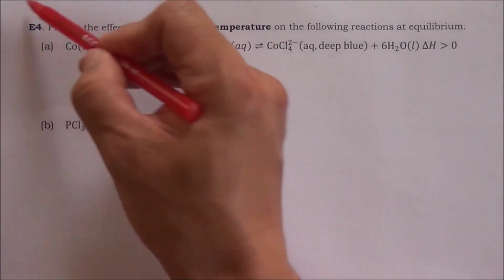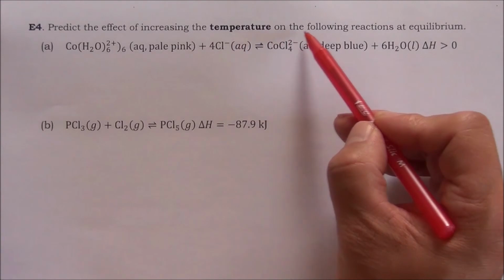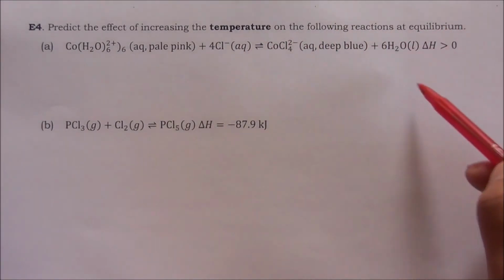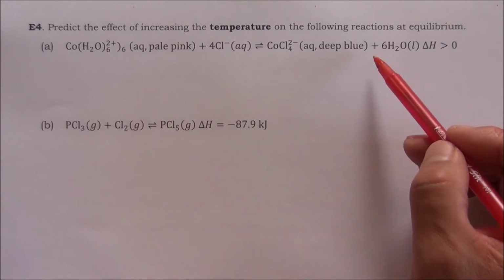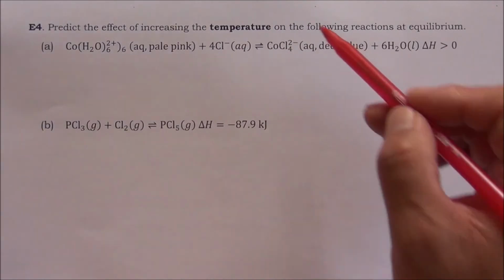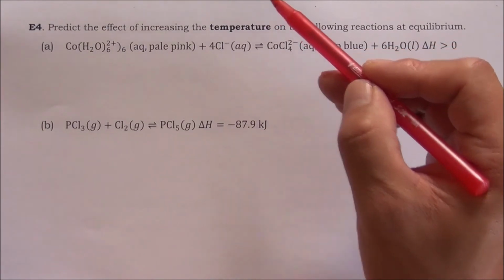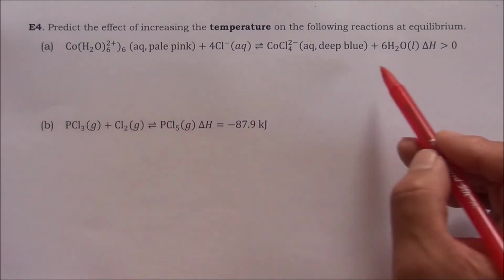Now let's look at example number 4. Predict the effect of increasing the temperature on the following reactions at equilibrium. For the first reaction, delta H is positive. That means it is an endothermic reaction. If the reaction goes to the right, it will take in heat. That means it will decrease the temperature. From Le Chatelier's principle, if we increase the temperature, the chemical reaction will try to decrease the temperature, which means for an endothermic reaction, the reaction goes to the right.